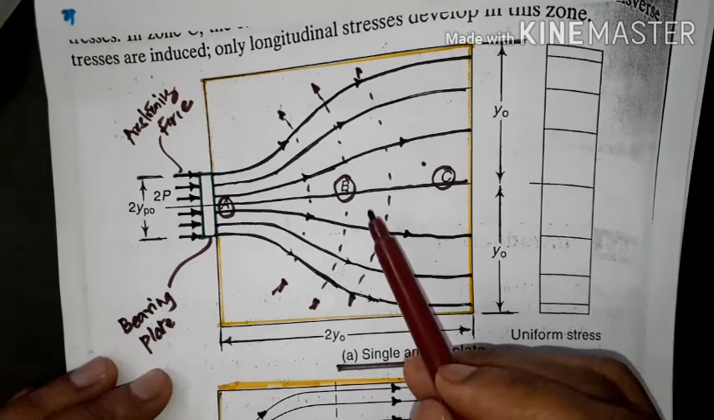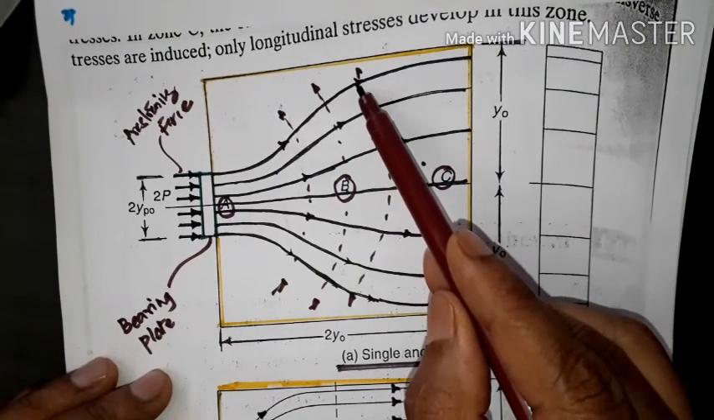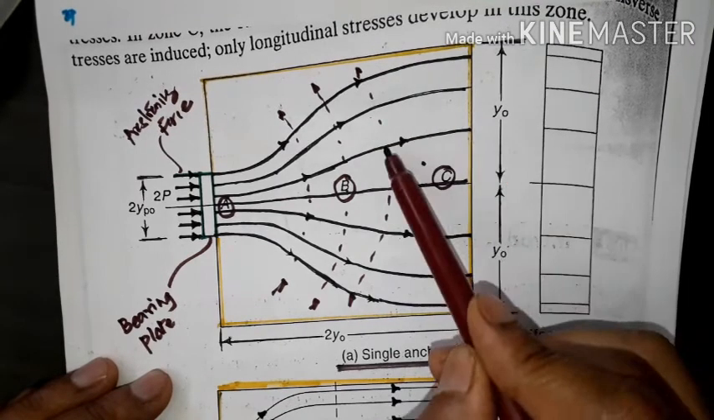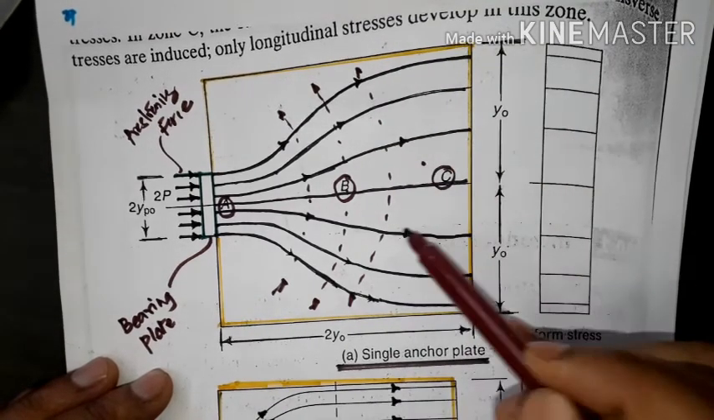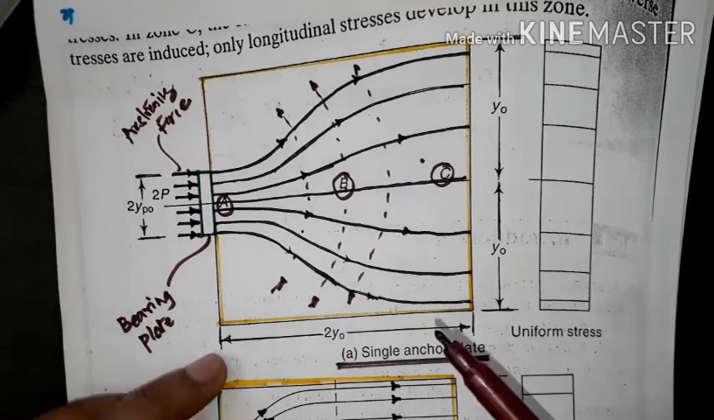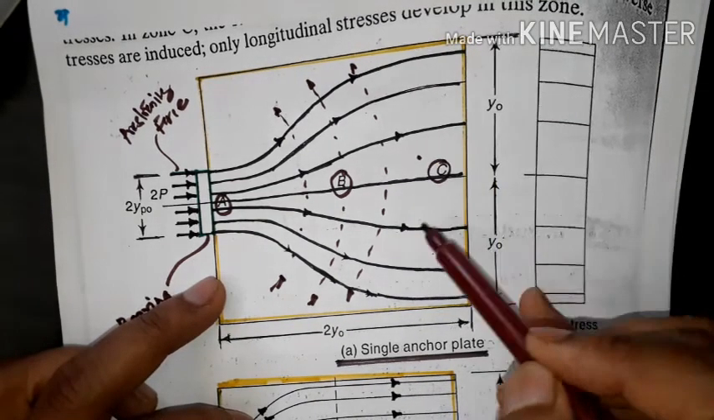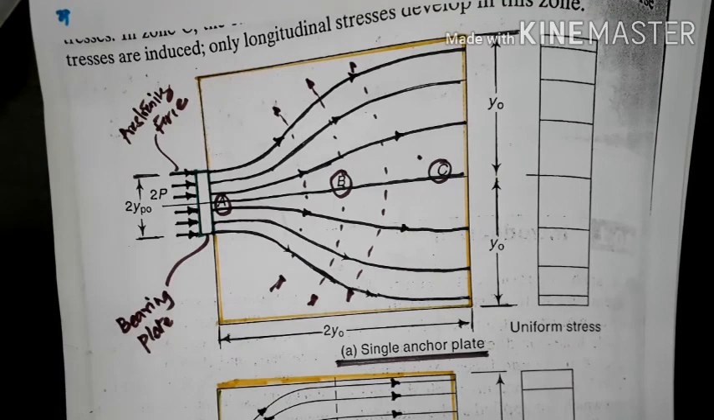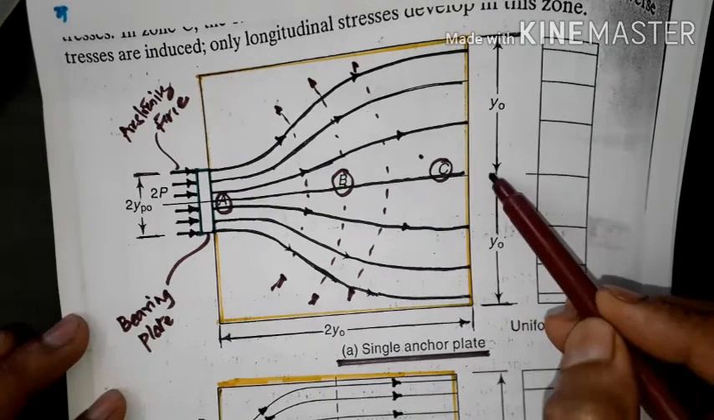And after zone B, the forces are traveling straight and parallel to each other. Because of that, when they are traveling straight and parallel, there will be no transverse stresses or tensile stresses. Only longitudinal stresses will develop, which produce compression, and compression is no problem because concrete is strong in compression.